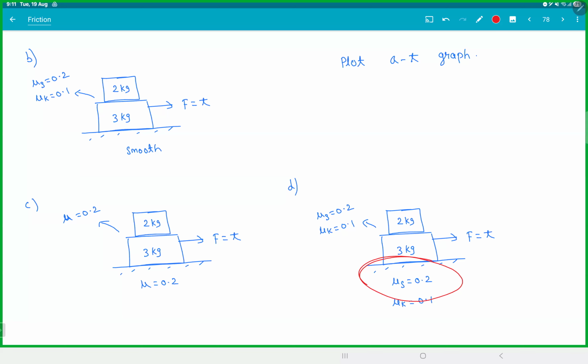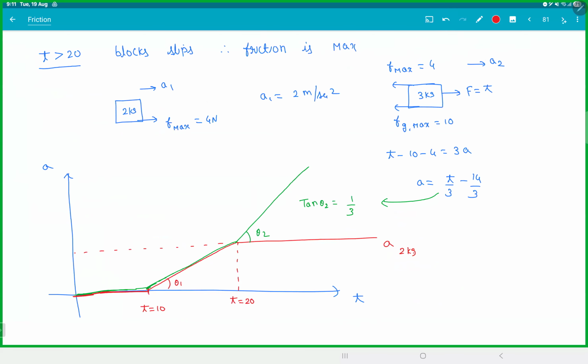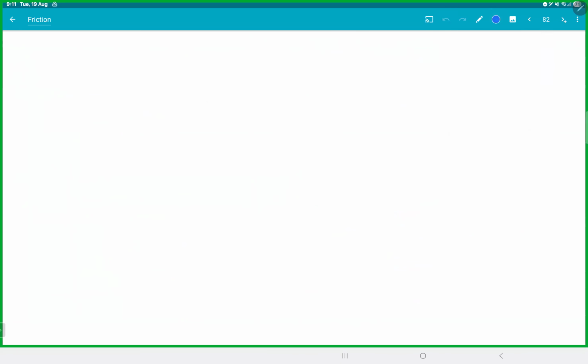But the moment it slips, friction will change. Then 2 and 3 will go together for some time. Then 2 and 3 will slip. So friction will change again. Every time it slips, the F value will keep getting messed up. So let's do it step by step.